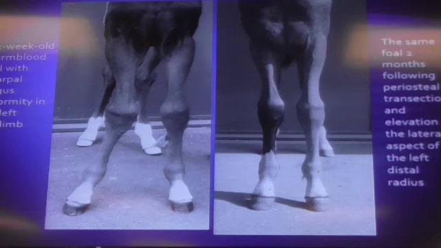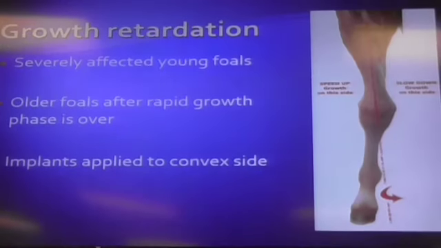Okay, so these are obviously people that did believe this worked. So here you go. Here's a carpal valgus in a 2-week-old warmblood foal, left forelimb. They did a periosteal transection and elevation on what side? This side or this side? Concave. So, yep, lateral right here. And then here he looks wonderful and perfect. So either he corrected himself or the surgeon did it.